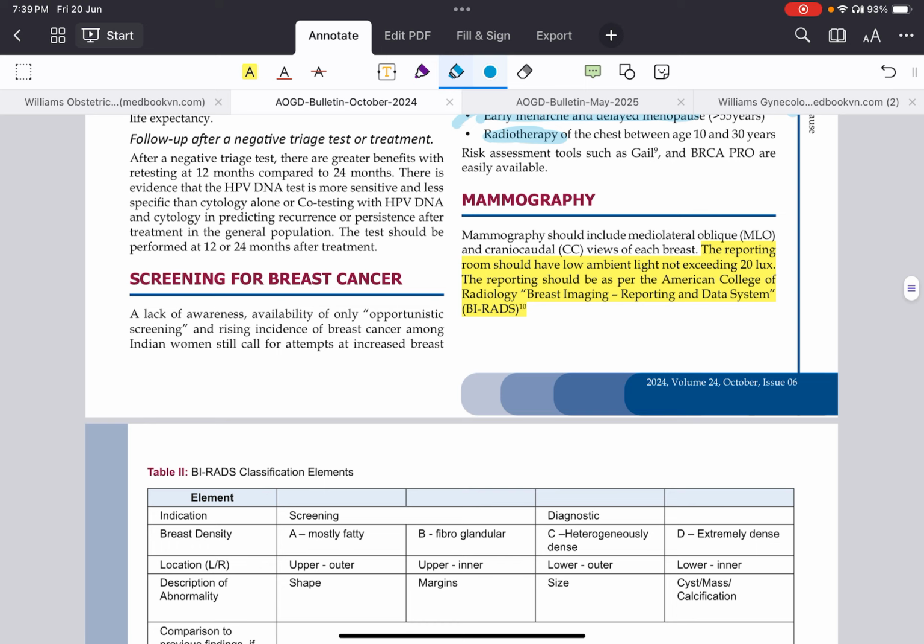Coming to mammography, mammography includes mediolateral oblique and craniocaudal views, taken of each breast. The low ambient light is focused, and it should not exceed 20 lux. Should not exceed 20 lux.